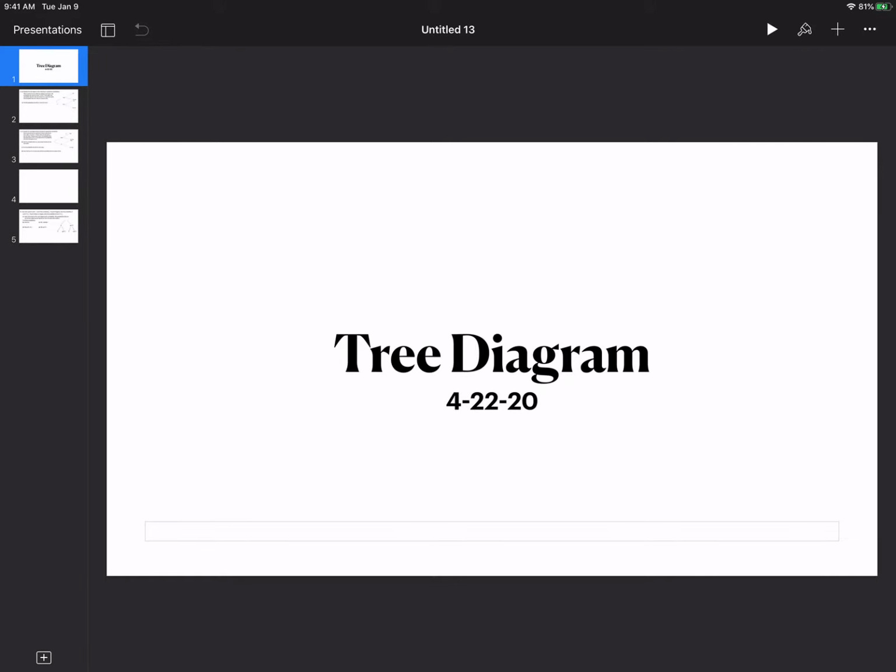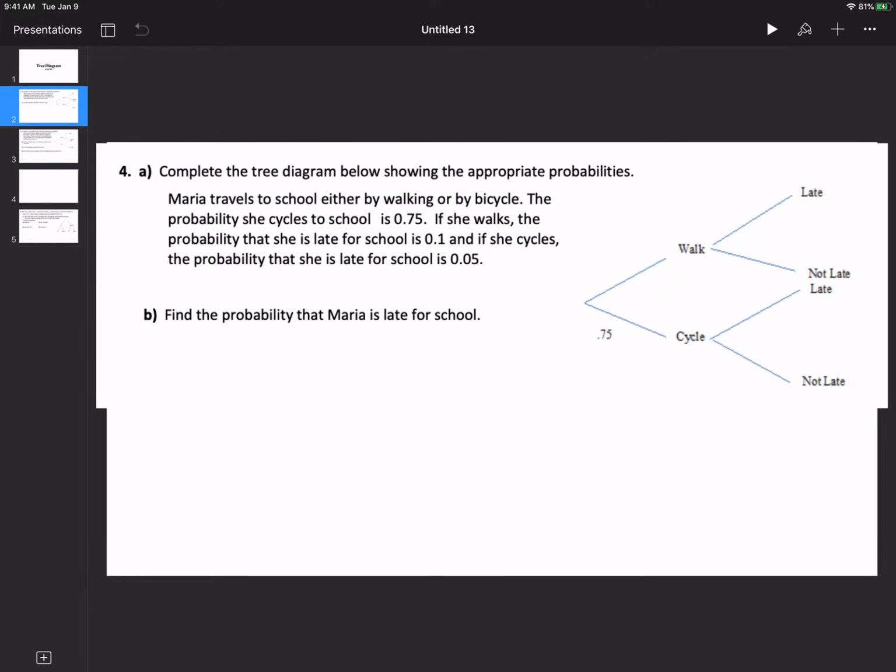Hello class, for today we're going to be talking about tree diagrams, how we can find the probability in a given situation when it's not given to us traditionally in a table setting. We're going to be talking about how to find a given conditional probability, or the probability of this and that situation, whenever we're given this type of question. Okay, so let's jump right into it.